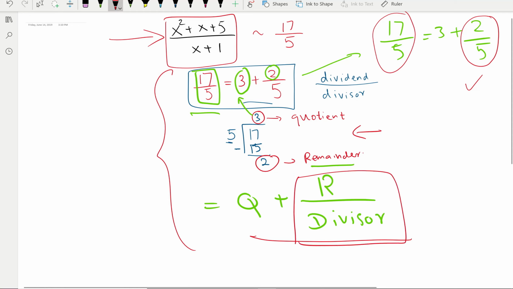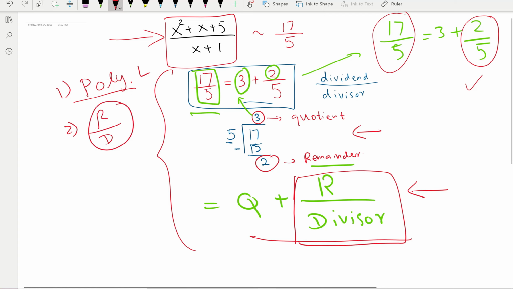So this r over divisor will be a fraction that belongs to case 1. Now you decompose that r over divisor fraction using case 1 strategies again. So there are two steps. First step is polynomial long division. Do the polynomial long division, get the format q plus r over divisor. Once you got that, you will get another fraction here, r over divisor. Use case 1 strategies there to decompose it further.